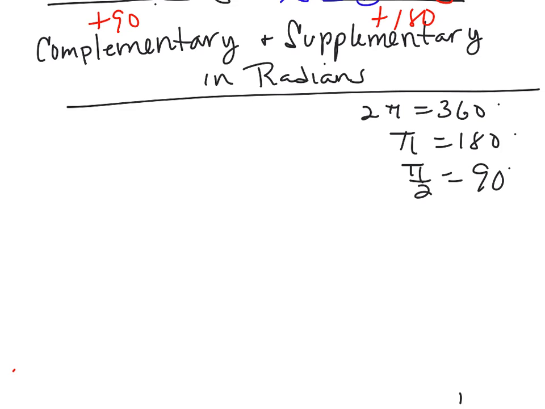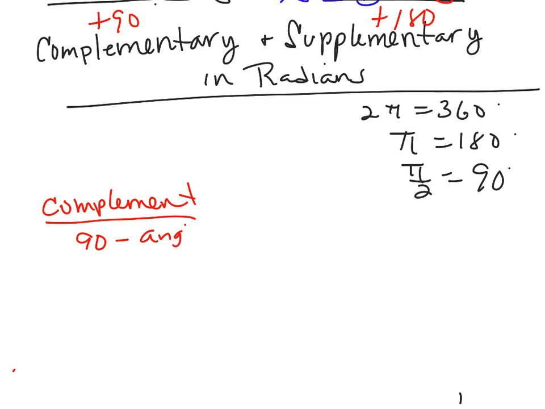All right, so to get your complement, you do 90 degrees minus your angle. So it's going to be 90 degrees, which is pi over 2, minus your angle, which is pi over 3 for the first one. You plug this in your calculator: 1/2 minus 1/3, and you get 1/6, which is going to be 1 pi over 6.